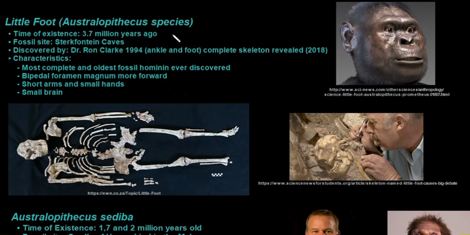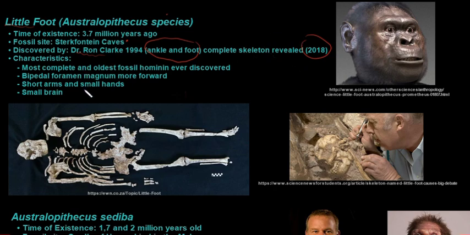Next one is Littlefoot. They're not sure about the species, but they do know it's an Australopithecine, so Australopithecus genus. Time of existence, 3.7 million years ago. Also forms part of the Cradle of Humankind, the Sterkfontein caves, discovered by Dr. Ron Clark in 1994. And the reason they called it Littlefoot is because initially they only found the ankle and foot bones. So the complete skeleton was revealed only in 2018. That's how long it took for them to fully excavate Littlefoot.